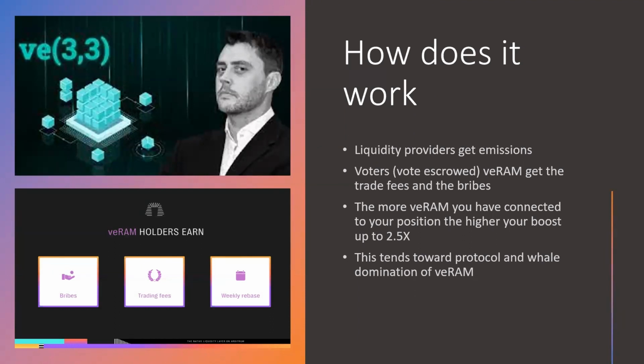Well, how does it work? Essentially, if you provide liquidity, what you're getting is the emissions. So you'll get additional RAM, that is the emission token, sent to your particular LP. The voters, that is those who have locked their RAM into veRAM or voter squared RAM, they get their trade fees and then any bribes that are put onto that particular pair.